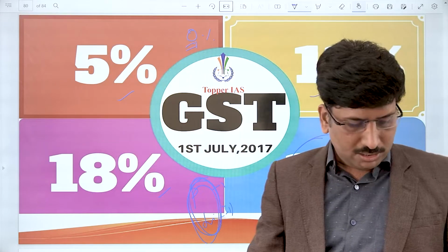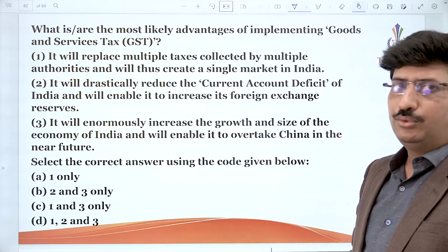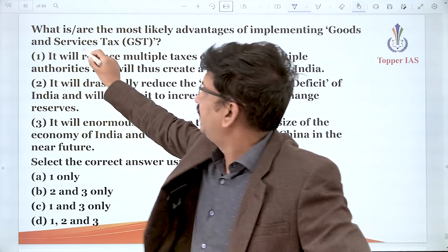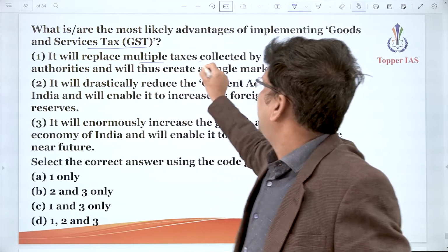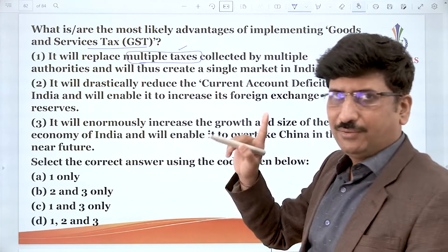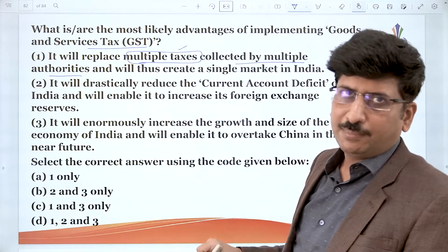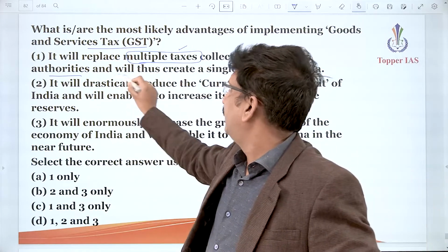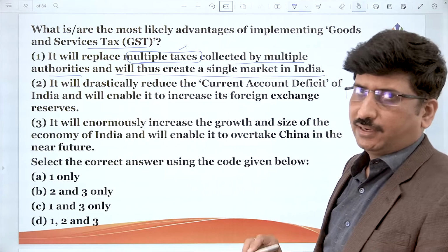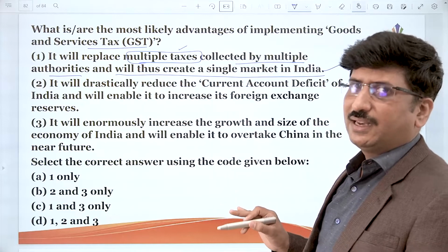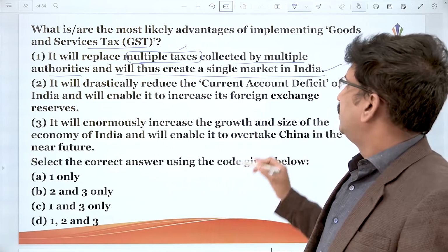Okay, so if you see how the question is being asked, what are the likely advantages of implementing GST? It will replace multiple taxes, correct? Only one tax now. Earlier it was collected by multiple authorities. Now only one, and will thus create a single market in India. Correct, so this is correct. Multiple taxes, multiple authorities avoided. Single tax, the consumer is paying.